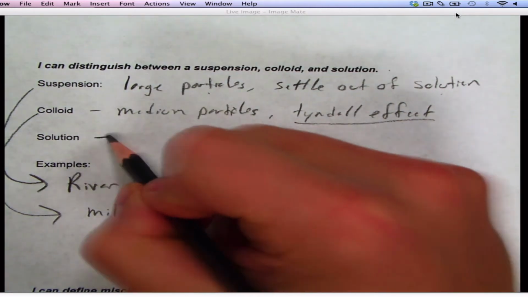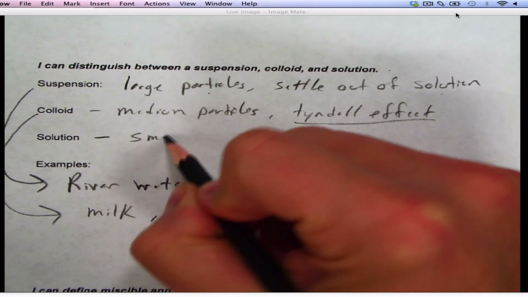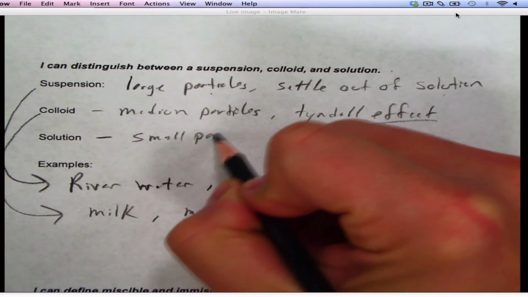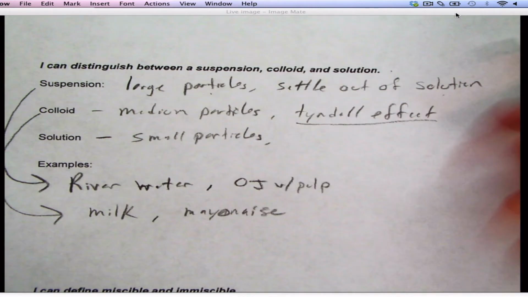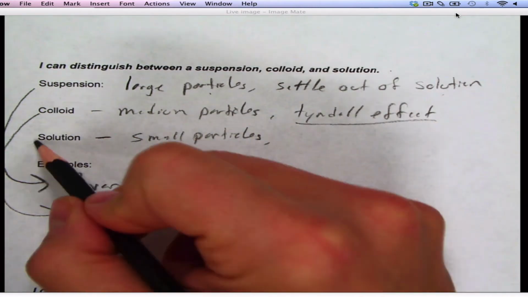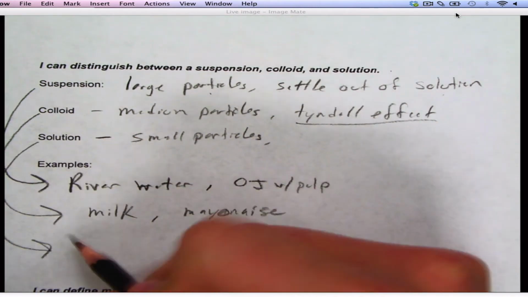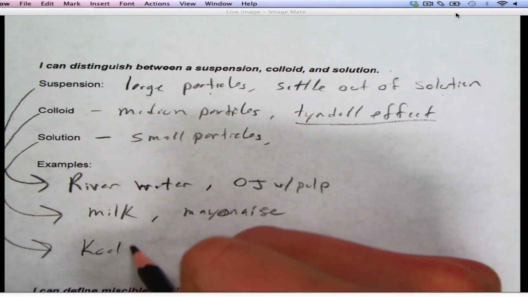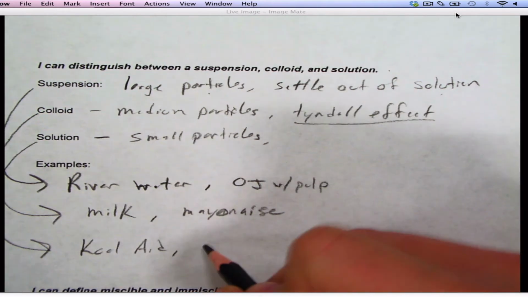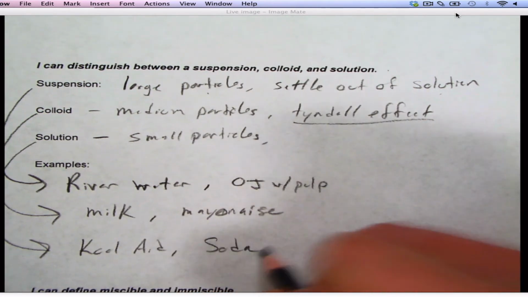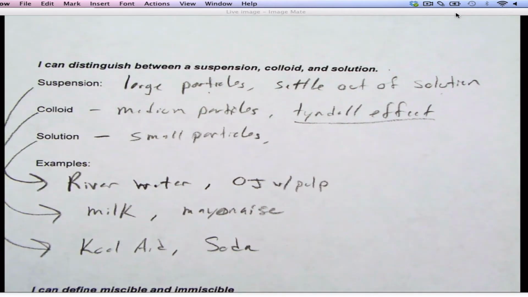Speaking of solutions, small particles, you usually can't see with the naked eye. An example of a solution would be something like Kool-Aid or soda, things like that. You can see the stuff, but you can't see the particle size. It all looks like a pretty even mixture.